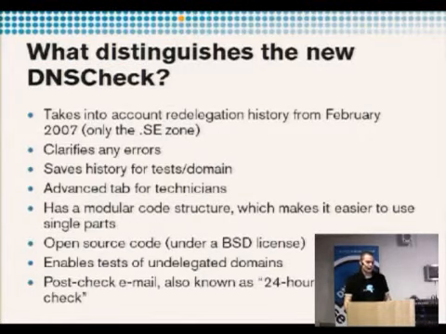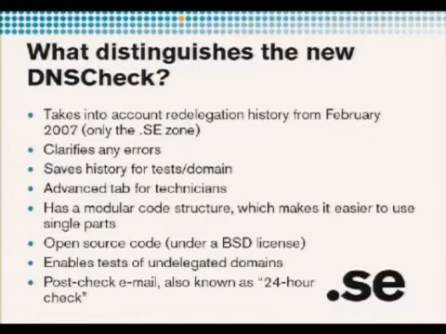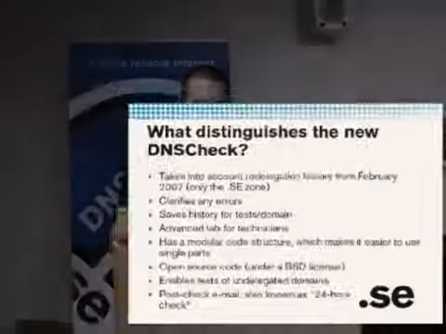So what distinguishes the new DNSCheck if you compare it to other zone checking tools? One really cool feature is that since we are the .se registry, we sit on the delegation history from February 2007. So we have this information in our DNSCheck database. So every time you test a .se zone that has been redelegated after this date, we also check the old name servers and see if they are still authoritative for the zone. And of course, I'll tell more about that.